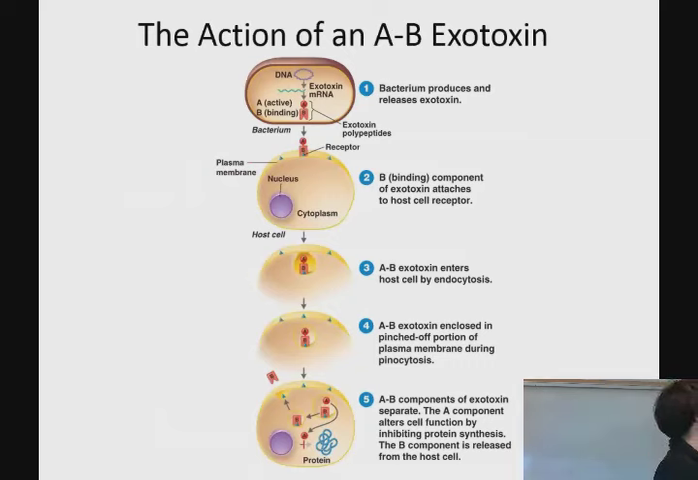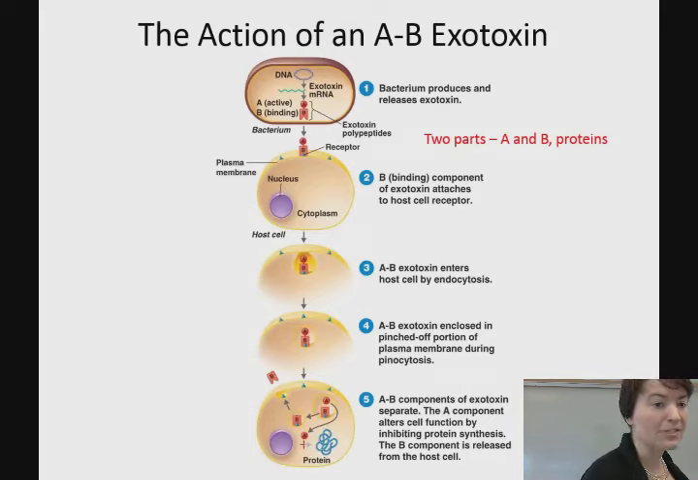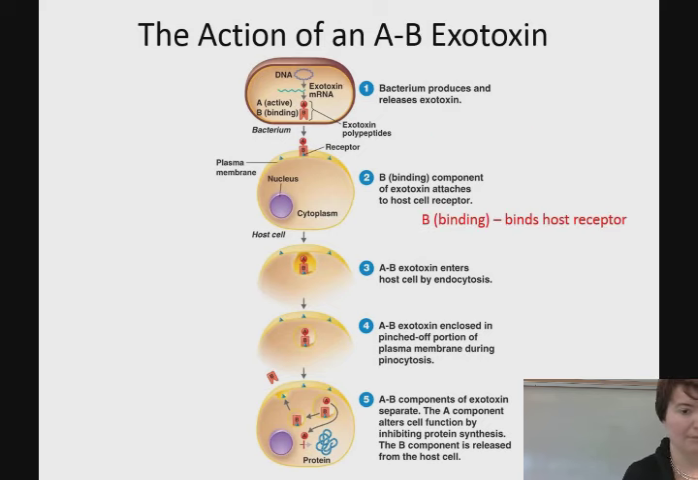The most difficult one to remember is the AB exotoxin. And so here's a schematic of how it works, and I'm going to walk you through it. First of all, the AB exotoxin, as you might imagine, has two proteins, A and B, that are bound together. And the B part is the binding part. So on top we see the bacterium, and it's making this AB exotoxin, sending it outside, and the B part is what binds the cellular receptor of the host. Okay? And then that triggers the host to take up the toxin.